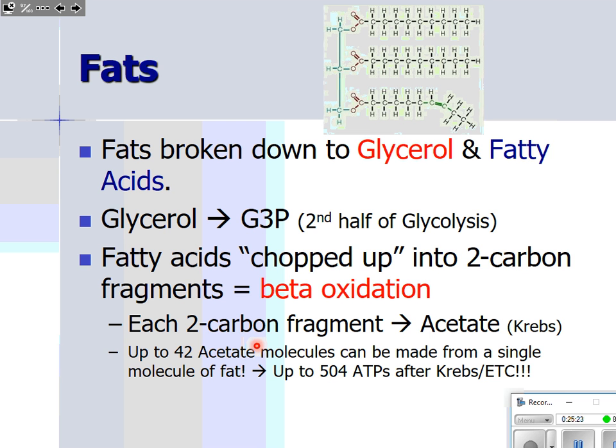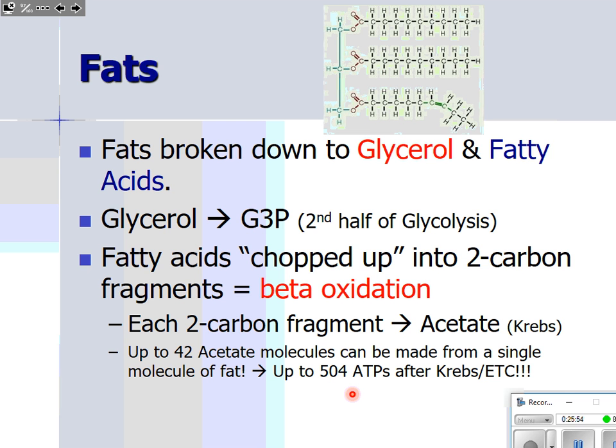Think about how many NADHs and FADHs and ultimately how many ATPs. This is just a rough estimate, but somewhere in the ballpark of 500 ATPs after running all of those Krebs cycles. The point is, fats can absolutely be used as fuels for aerobic cellular respiration. But there's going to be a lot of preliminary alterations that are going to have to be made.